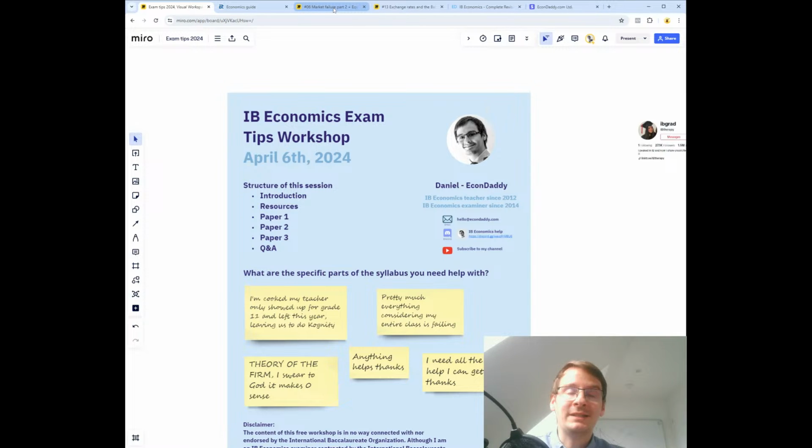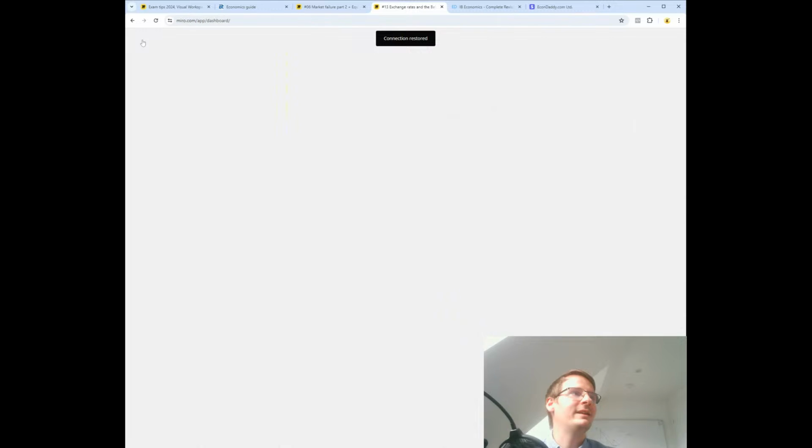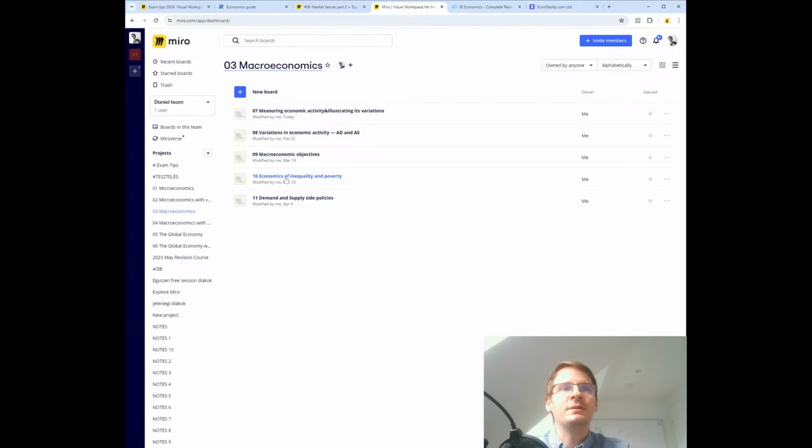Those who are interested in my explanation of the Keynesian aggregate supply curve, let me just get there very quickly and explain why it has a horizontal section. Many students don't understand. I feel like sometimes many teachers don't understand.